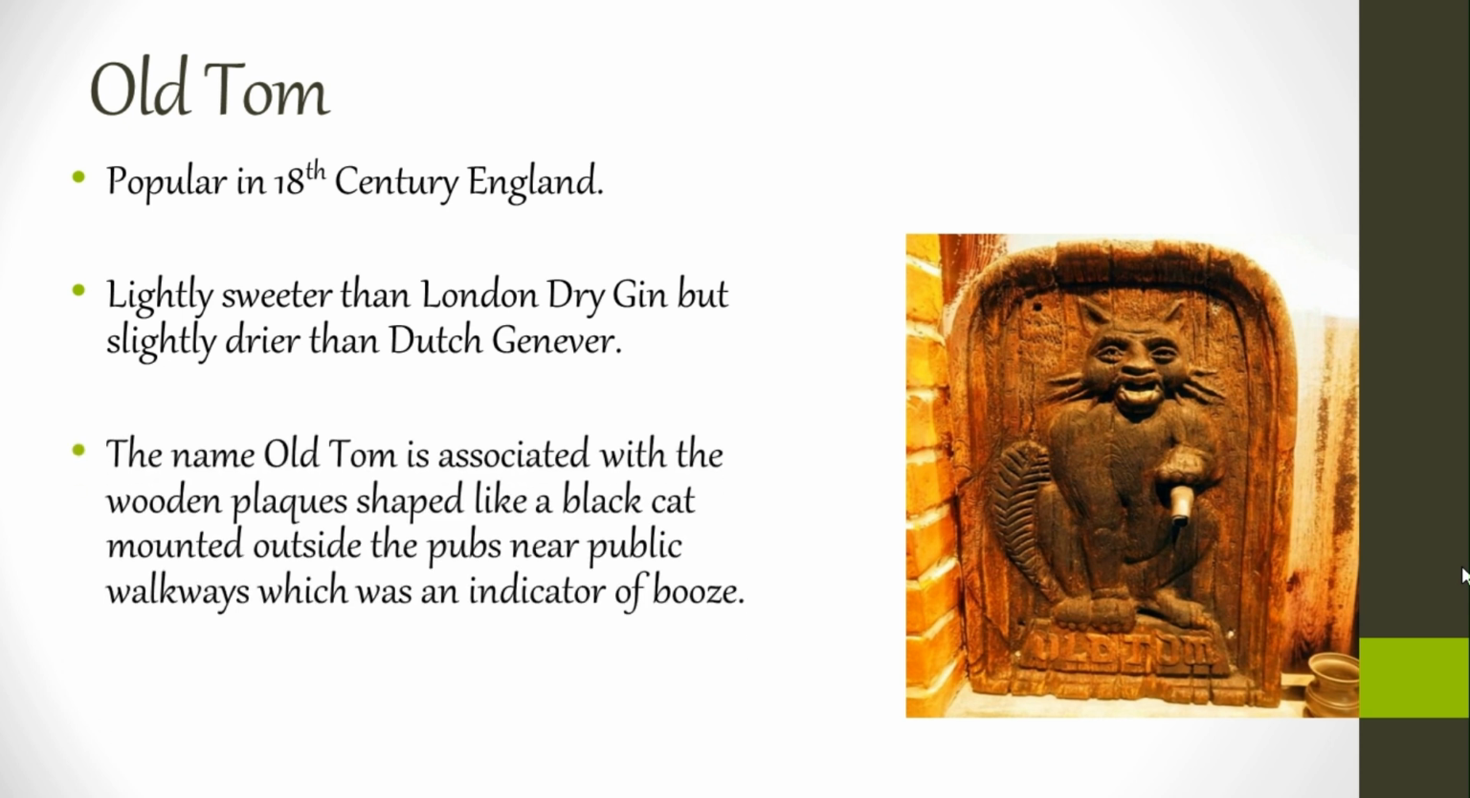The name Old Tom is associated with a wooden plaque. This type of wooden plaque, like a nameplate shaped like a black cat, was mounted outside pubs near public walkways, as an indicator of booze. Why did it happen at that time in England? There was a curb on alcohol sales, so legally they were not allowed to openly sell alcohol. So the pubs hung this kind of plaque outside their bar, and they just remained closed. This was the indicator that you would get drinks here.